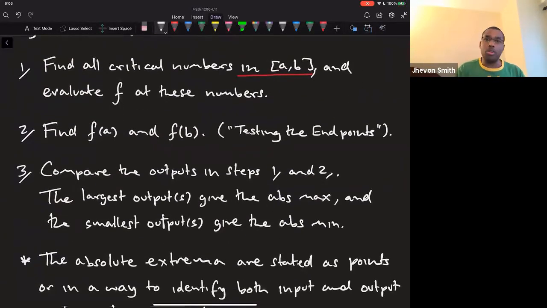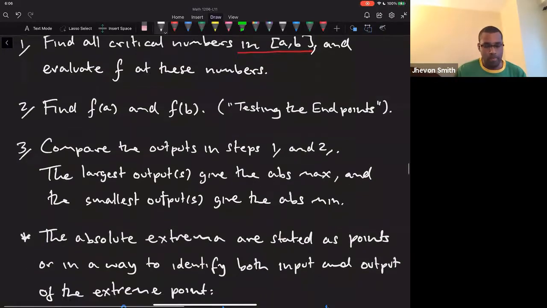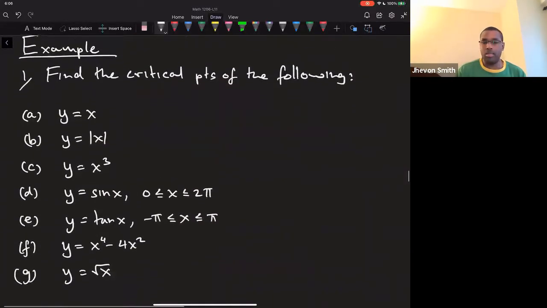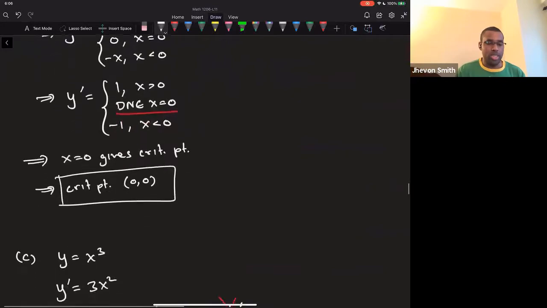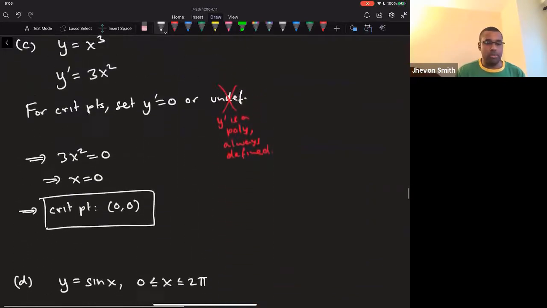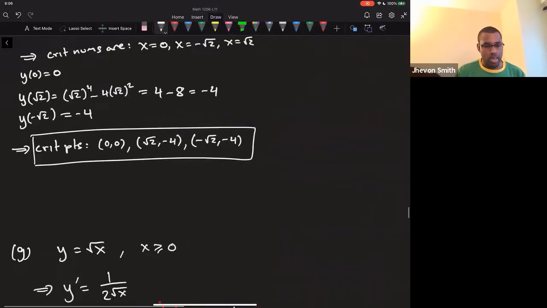So you find all the critical numbers in the interval that you care about. You compute the value of the function at the endpoints, and then you compare all these values. You find the biggest values from step 1 and step 2, and that will be your absolute max. Find the smallest values between step 1 and step 2, that'll be your absolute min. We did some examples of that, right? Finding critical points, where we pretty much went through and found the derivative, set it equal to 0 or undefined, and found the x-coordinates that does that.